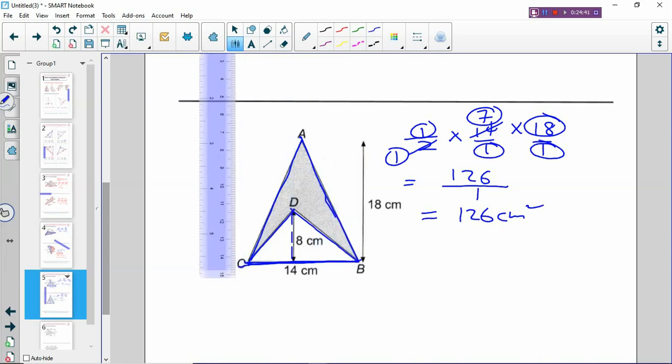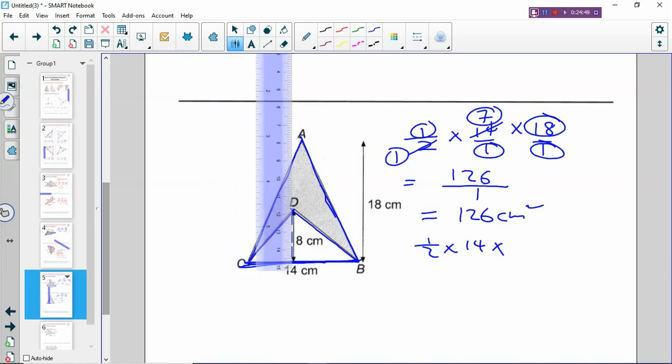Now, for the small triangle, the base is 14, right? So half times base times, alright, now the height is what? The height is now your 8 cm already, right? Not the 18 cm, it's now the 8 cm. So you multiply by 8, and always remember to cancel to make your numbers smaller. Because in Paper 1, you only have 1 hour. So if you spend too much time on your working, then you can't complete the rest.